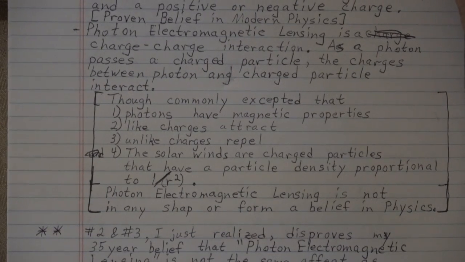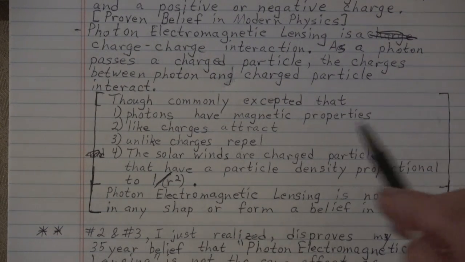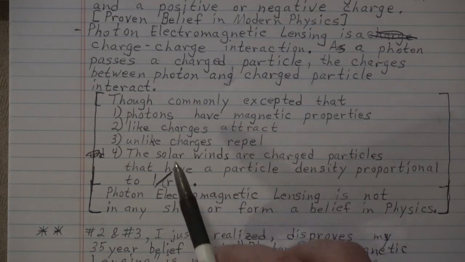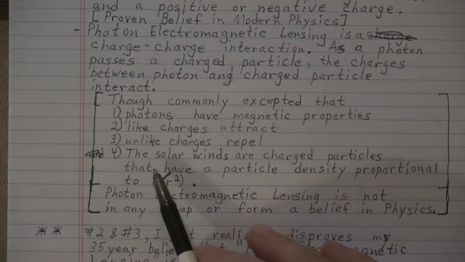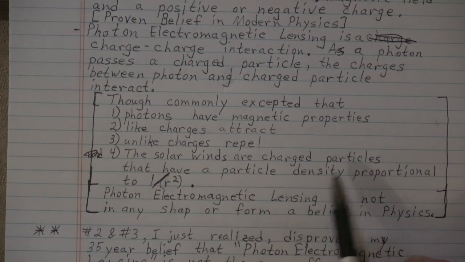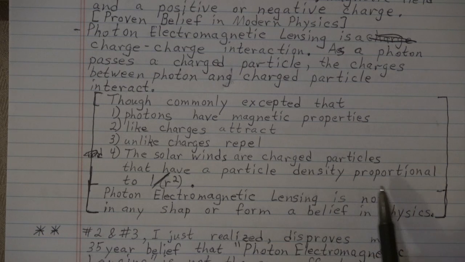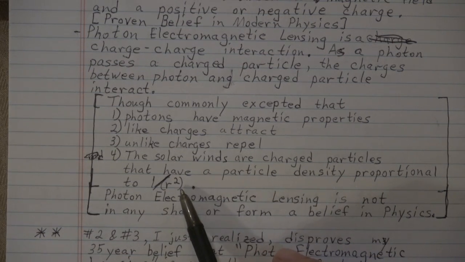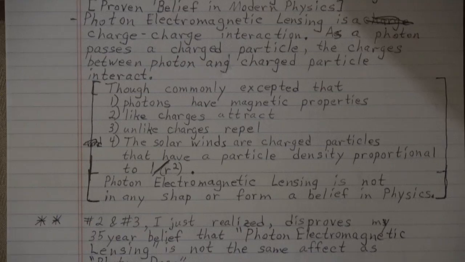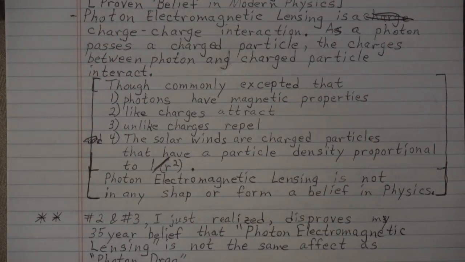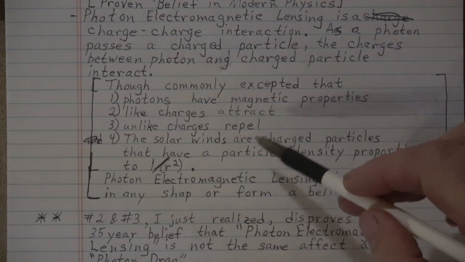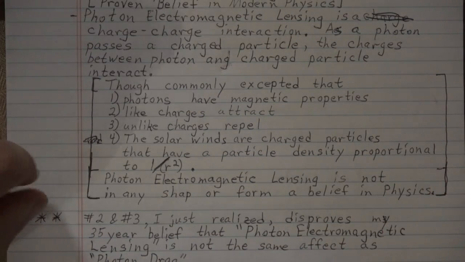Though commonly accepted that: 1. Photons have magnetic properties, 2. Like charges attract, 3. Unlike charges repel, 4. The solar winds are charged particles that have a particle density proportional to 1 over r squared. That means as they leave the sun, they're going outwards and they're becoming less and less dense, and this density change is just that. It is a density change, or in this case it is a charge-charge density change.